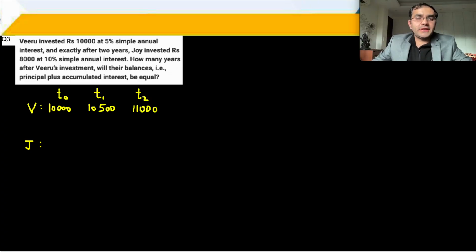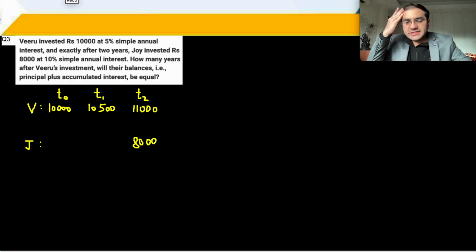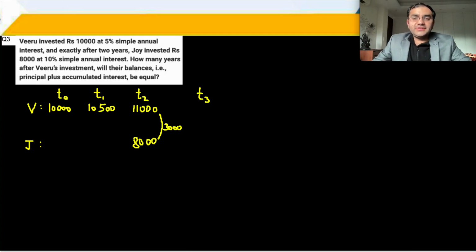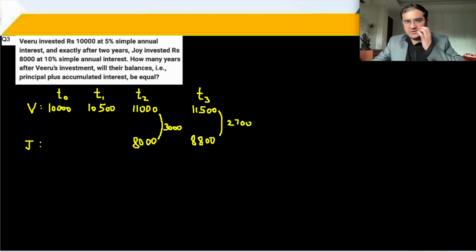And at this point, Mr. Joy has put in 8,000 rupees. And the difference between these two values is of course 3,000 rupees. Now let's go 1 year later. At T3, add another 500 rupees to Viru, he gets 11,500. And then add 10%, that's 800, to Joy, and that becomes 8,800. And the difference between them becomes 2,700 now.